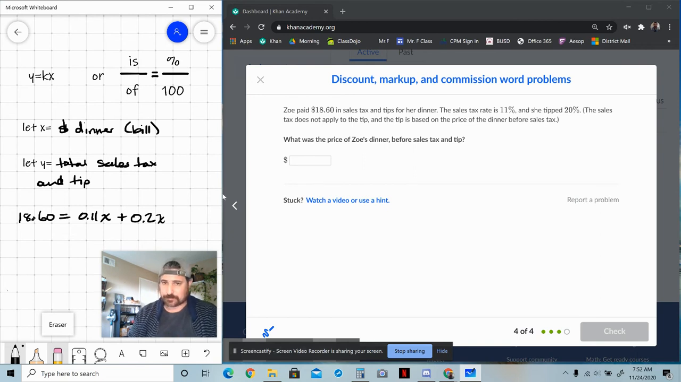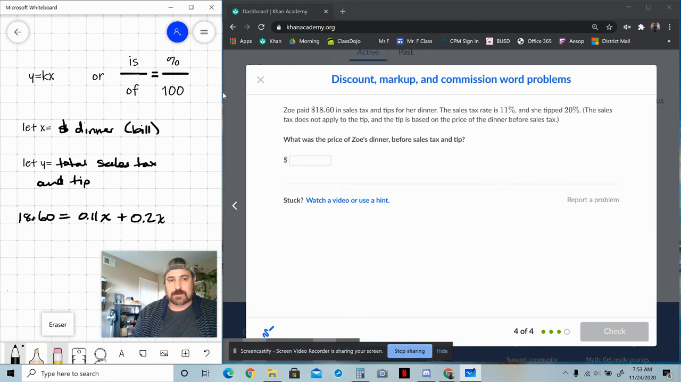And it's also saying that the tip is based off the price of the dinner before sales tax. So the tip is not including the sales tax. So you're not applying the sales tax to the tip. You're not doing tax on the tip value. You're not doing tip on the tax value. In other words, everything's based off of just the bill. So whatever the dinner bill was, that was X. And then the 11% of that bill was added on, and then the 20% of that bill was added on, the original bill, not including tax or tip. So that's why everything's based off of X. You guys can see X and X there, right?